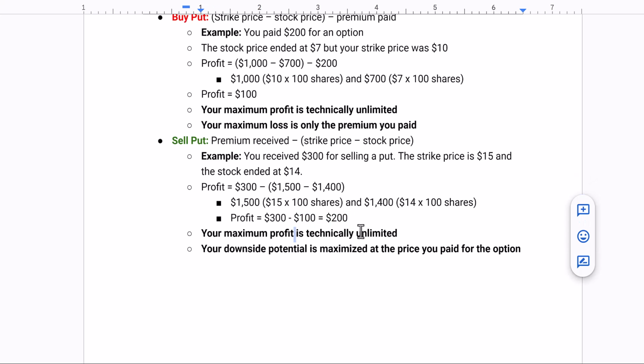Your maximum profit is not technically unlimited. Your maximum profit is the premium collected, and your max downside potential is technically unlimited because if the stock kept falling and you had to go buy them, whatever. But that's options trading at its finest.